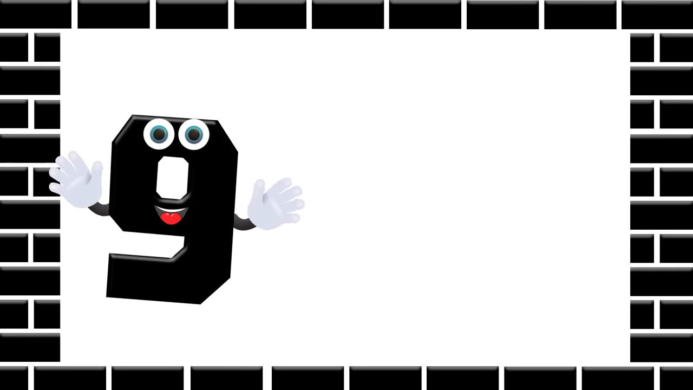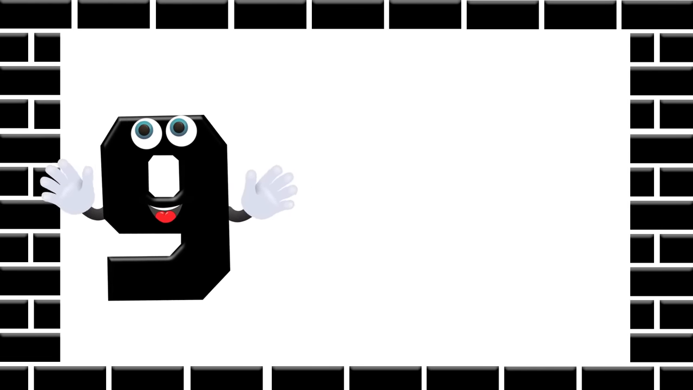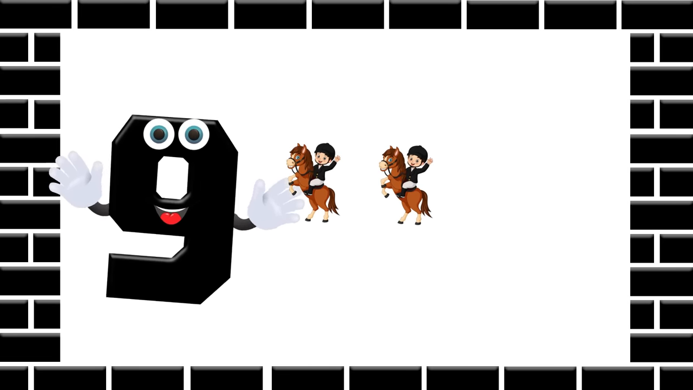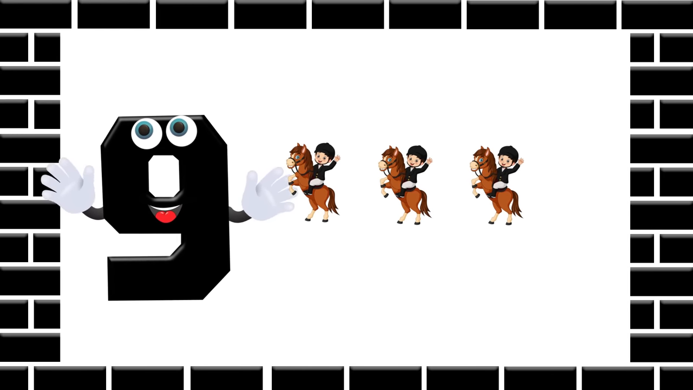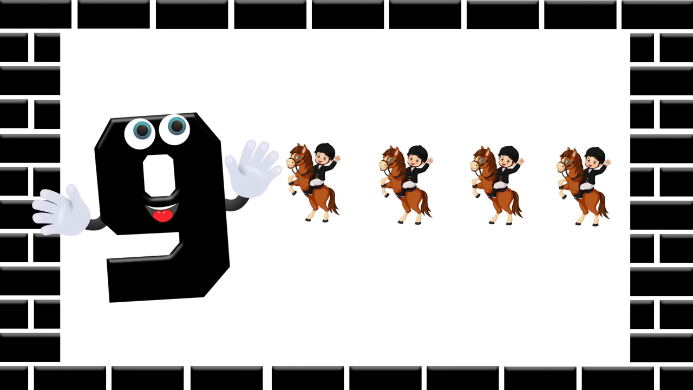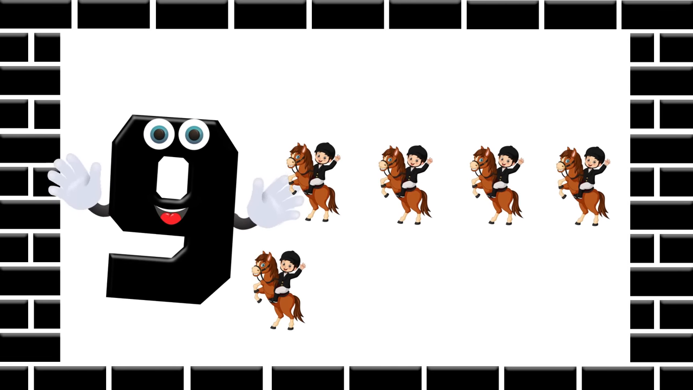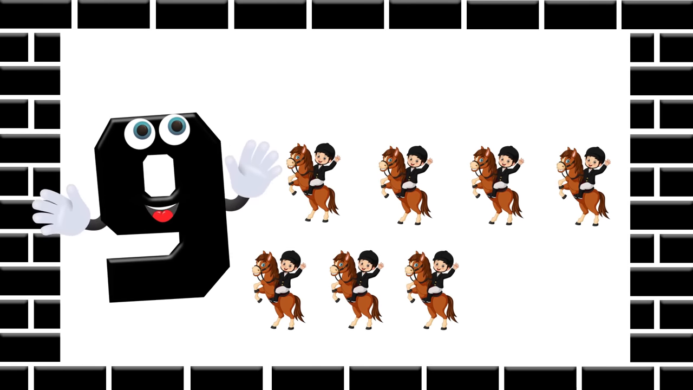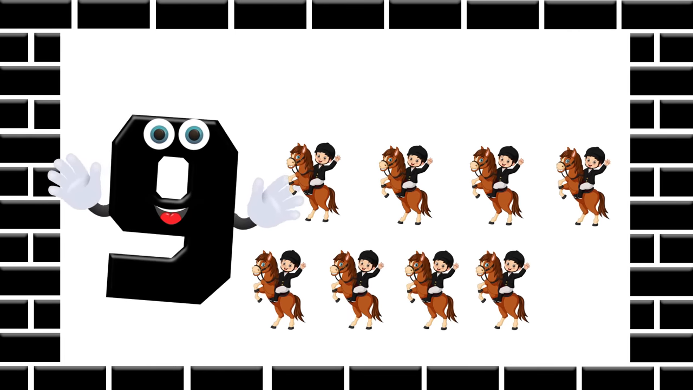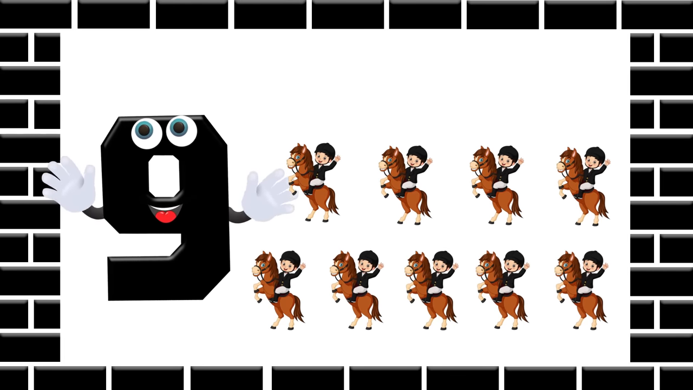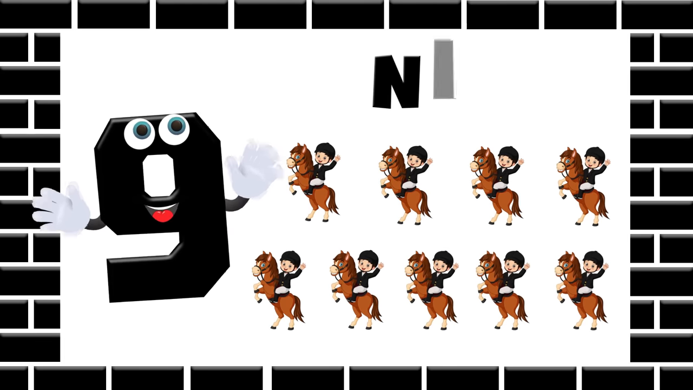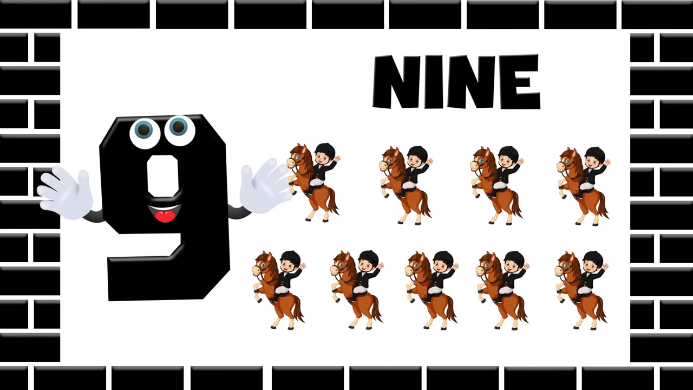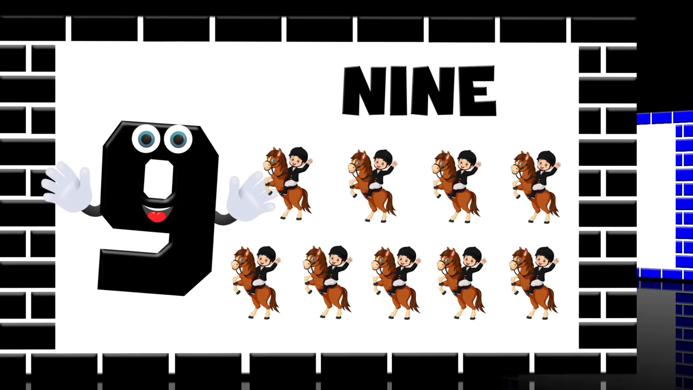Nine. Black. One. Two. Three. Four. Five. Six. Seven. Eight. Nine. Horse. N-I-N-E. Nine. Black. Nine.